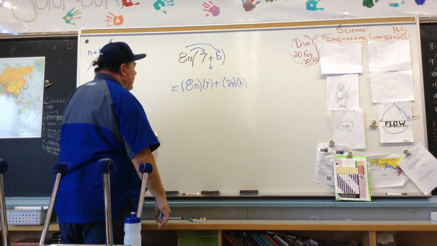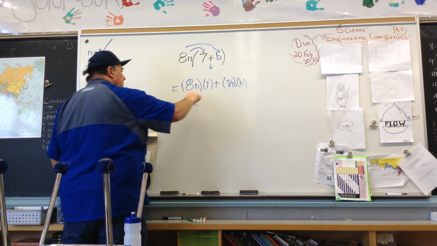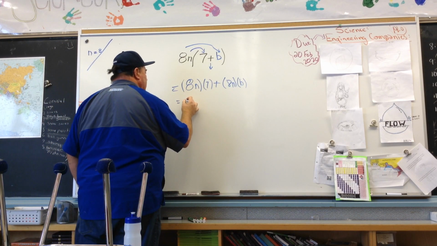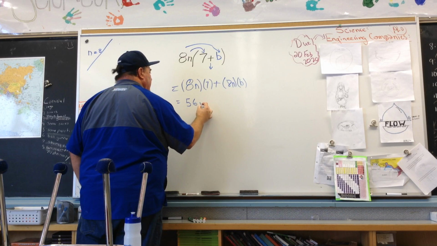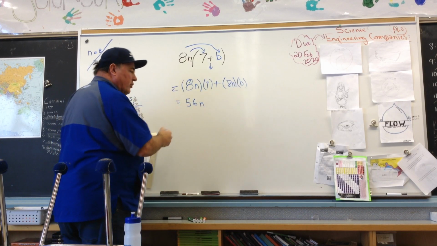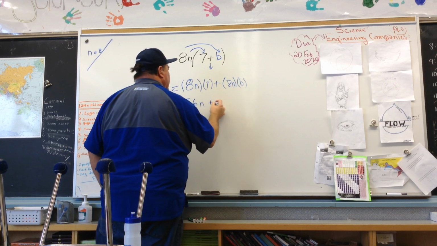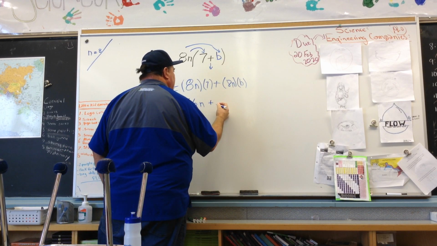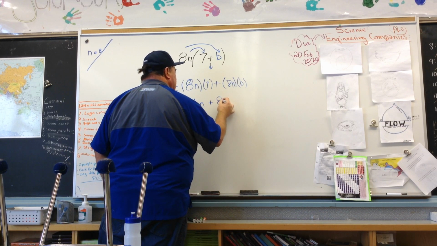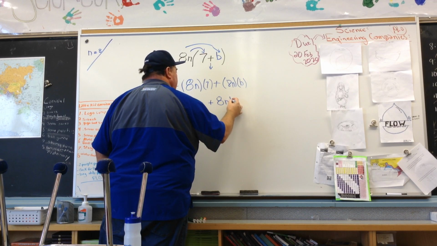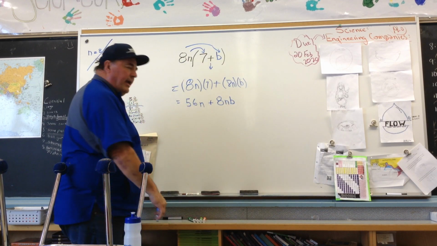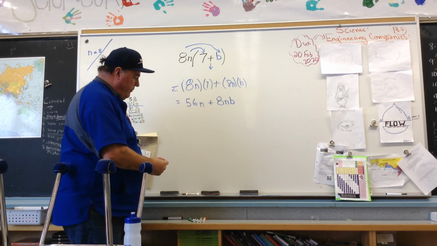Okay. Where do we go from here? This is all multiplication, so it's very reasonable to put 56n, that's 7 times 8. Don't know what n is, so we just keep n as a multiplier. We use the plus again, and we've got 8n times b. Nothing common, so we simply write this 8nb. And that means we multiply 8 times n times b.